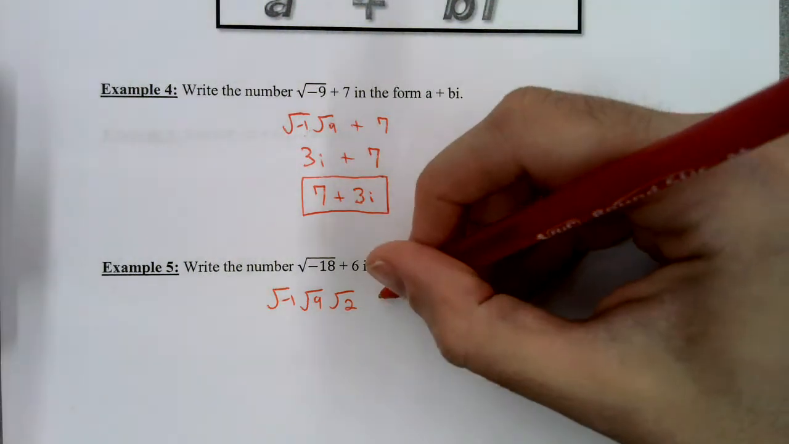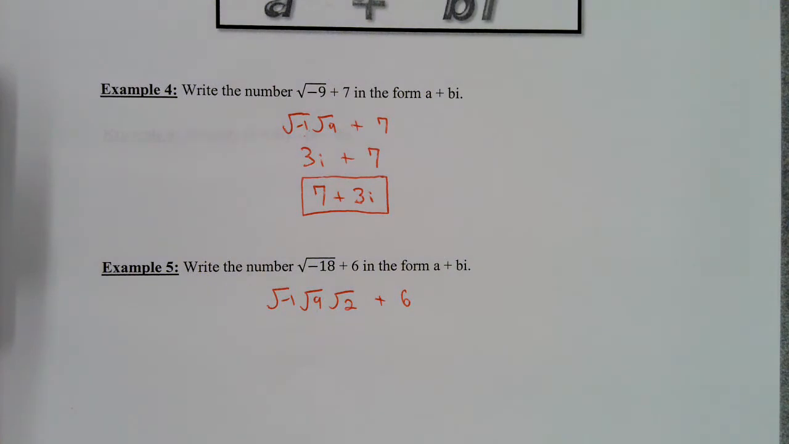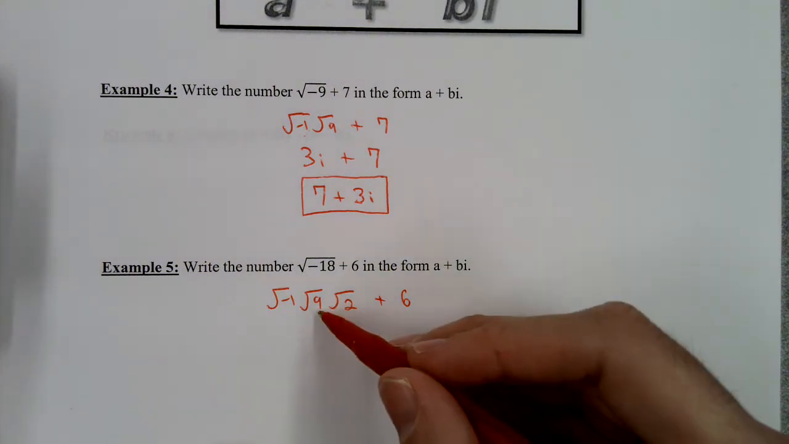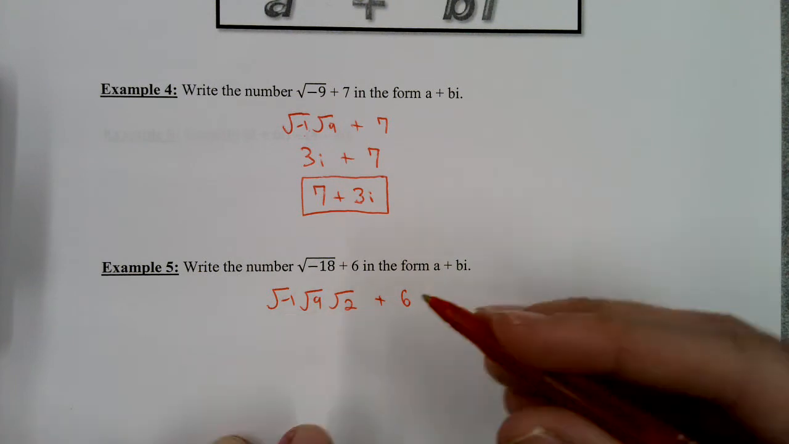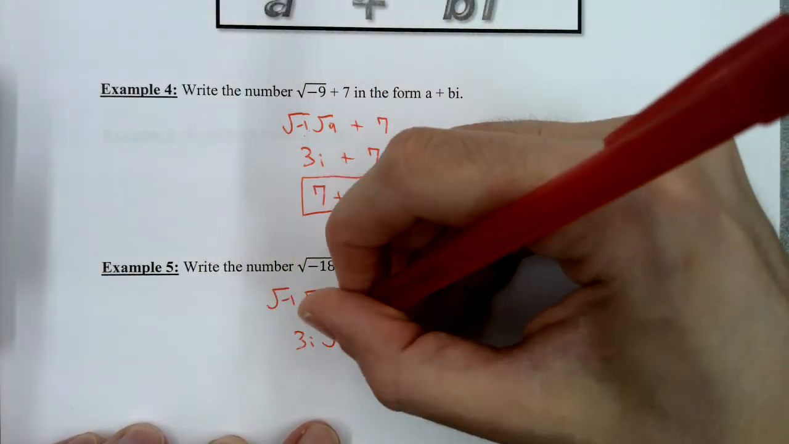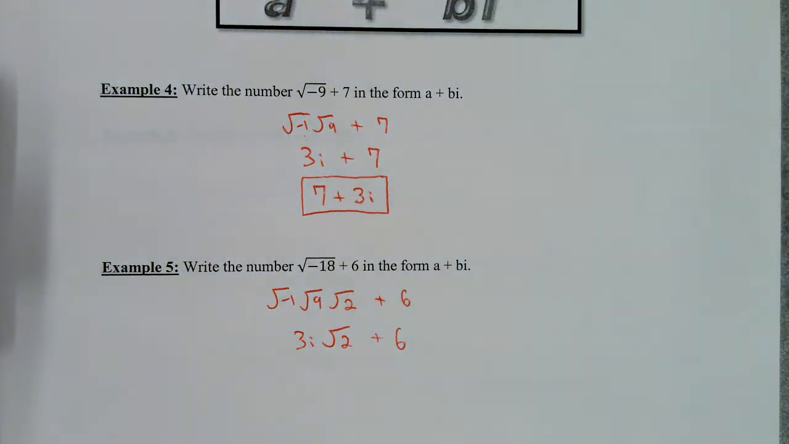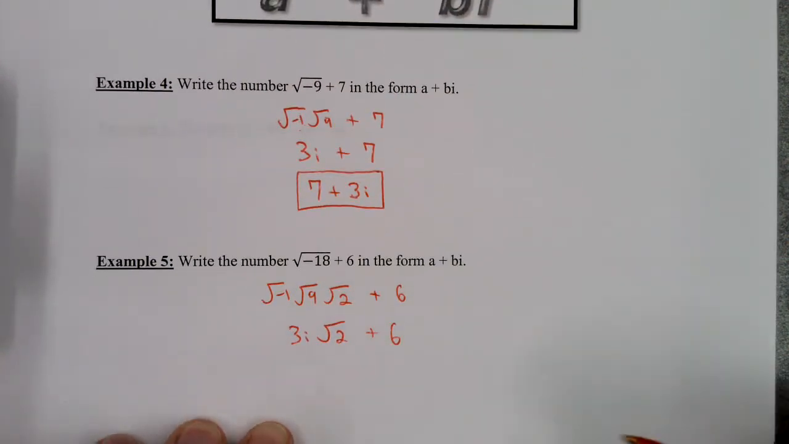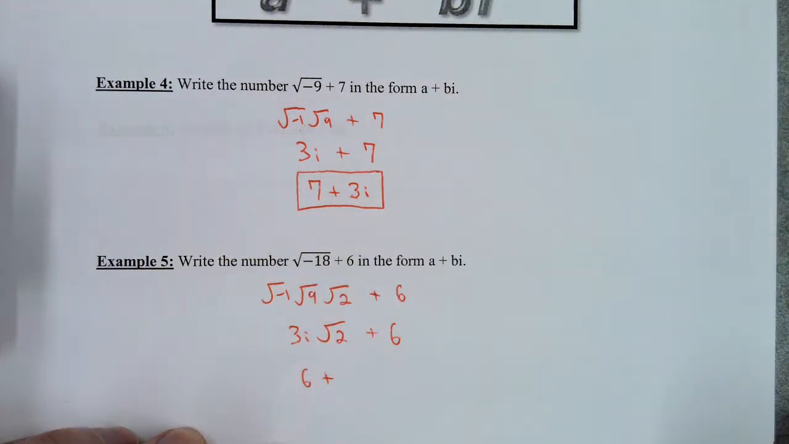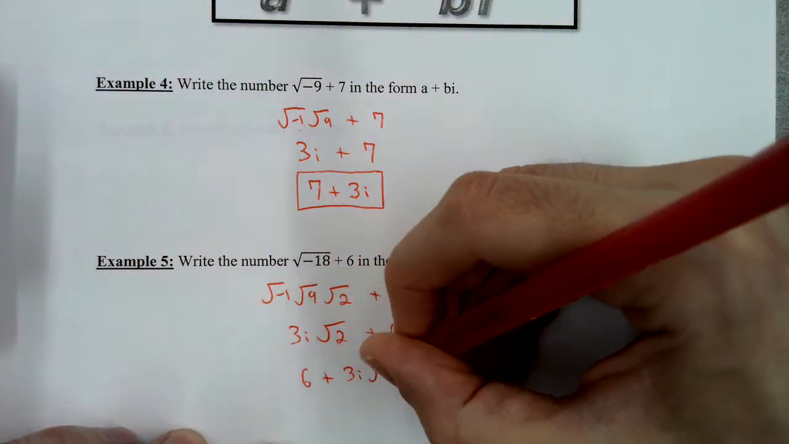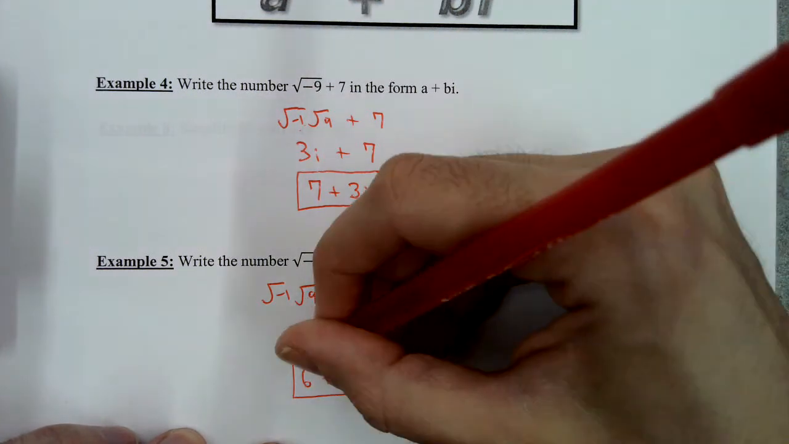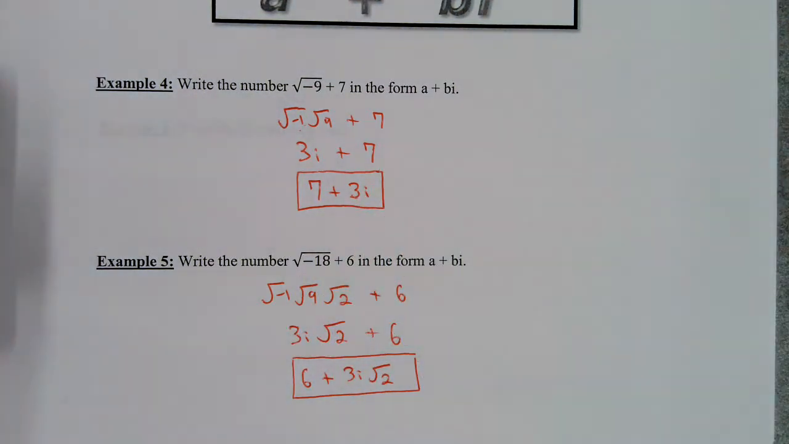This is all plus 6. The square root of 9 is 3. The square root of negative 1 is labeled with i. So 3i square root of 2 plus 6. And again, you're going to write it in the form a plus bi. So the final answer will be 6 plus 3i square root of 2. Now, this does come up in later lessons in this unit, so you have to understand how to do these problems.